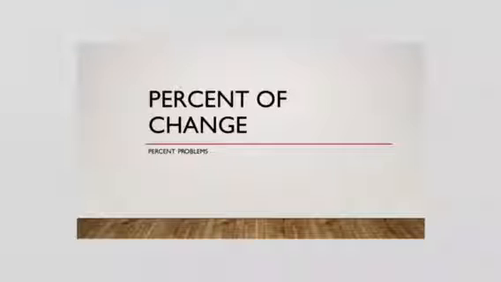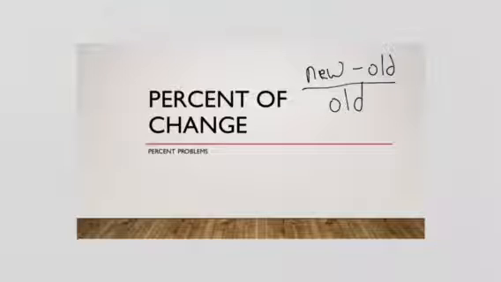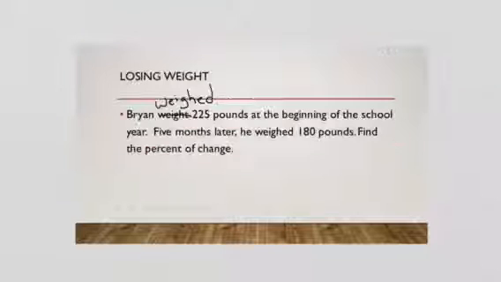Today we're going to find percent of change. And when we're looking for percent of change, we're going to use a formula. And it's a very simple formula. It's new minus the old over the old. And then we're going to times it by 100. And the reason we times it by 100 is we want it to come out to the percent. So we're going to end up changing a decimal to a percent at the end.